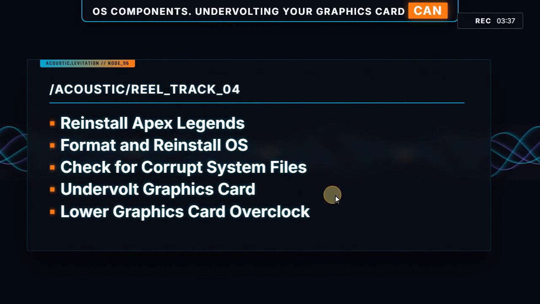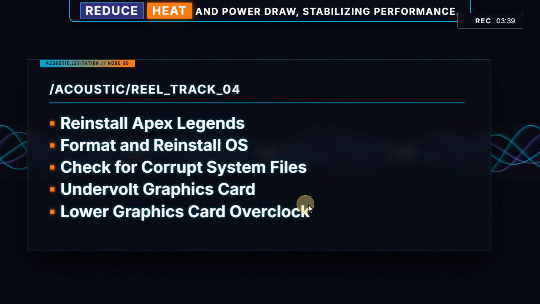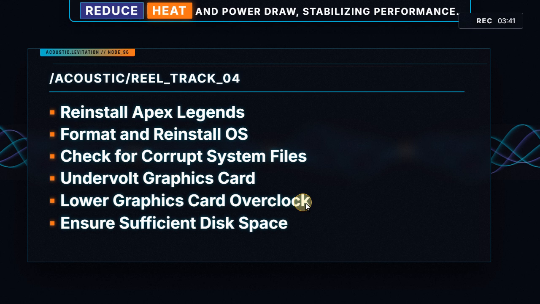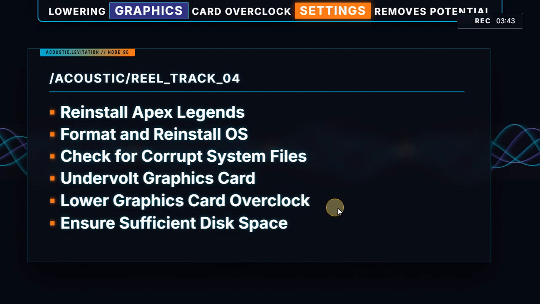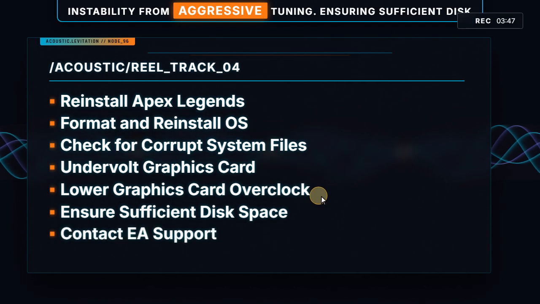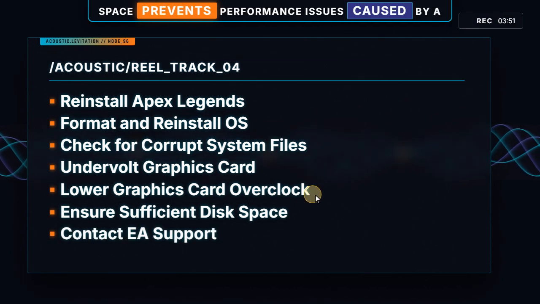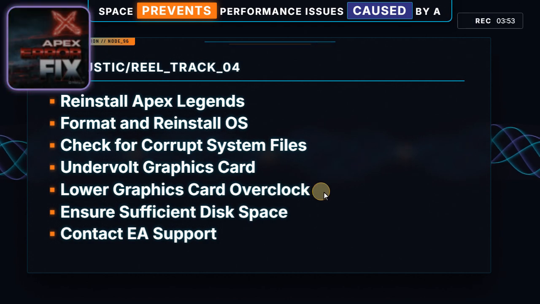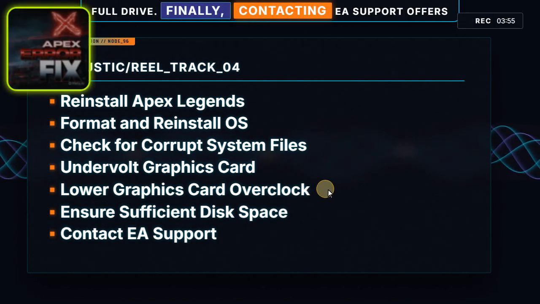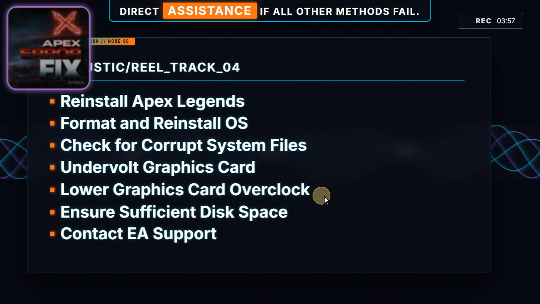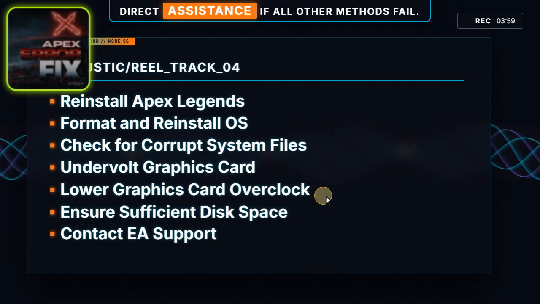Undervolting your graphics card can reduce heat and power draw, stabilizing performance. Lowering graphics card overclock settings removes potential instability from aggressive tuning. Ensuring sufficient disk space prevents performance issues caused by a full drive. Finally, contacting EA support offers direct assistance if all other methods fail.